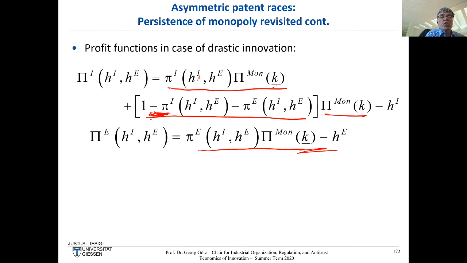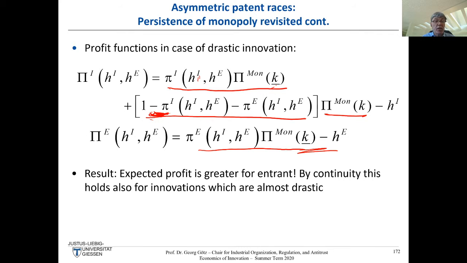Again, this is just this minus here. You could just rearrange it, and write it as pi I, HI, HE times pi mon Q lower bar minus pi mon Q. Okay, so that's the point. That's what you see here. The expected profit is greater for the entrant for drastic innovation. So that's a very interesting result, I think, because it tells you drastic innovations are more likely to be introduced by entrants if there is sufficient uncertainty.